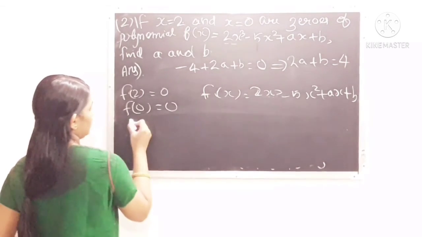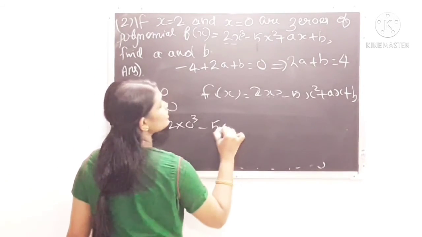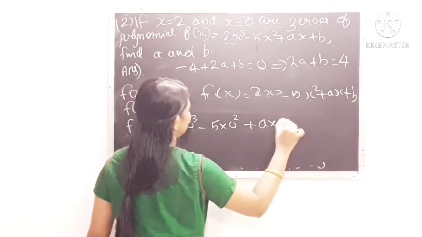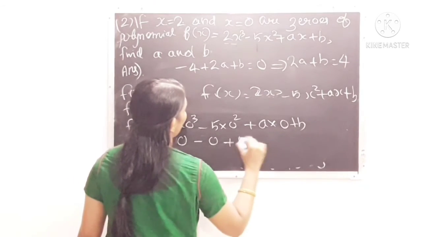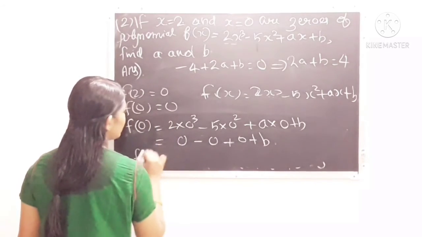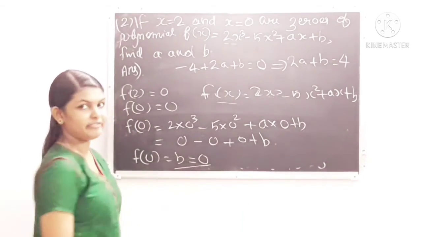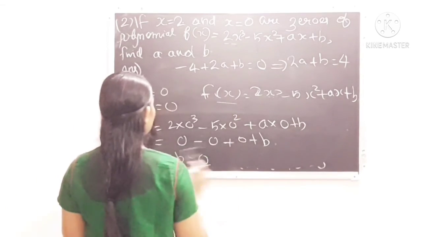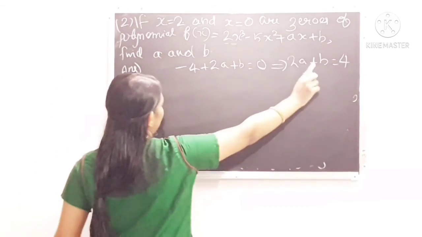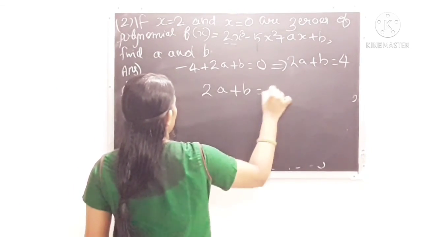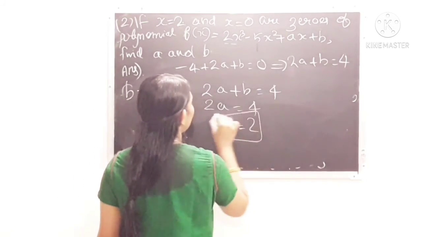Now what is f of 0? x in number 0 into it will be equals to 2 into 0 cube minus 5 into 0 square plus a into 0 plus b, and which is equal to 0 minus 0 plus 0 plus b, which means f of 0 is equal to b and it is equal to 0 since 0 is the 0 of this polynomial f of x. Okay, so b is equal to 0. B is equal to 0 and put in this equation. So 2a plus b is equal to 4 and we put b is equal to 0, 2a is equal to 4. Therefore a is equal to 2. So a യുടെ value 2 ഉം b യുടെ value 0 ആണ്.